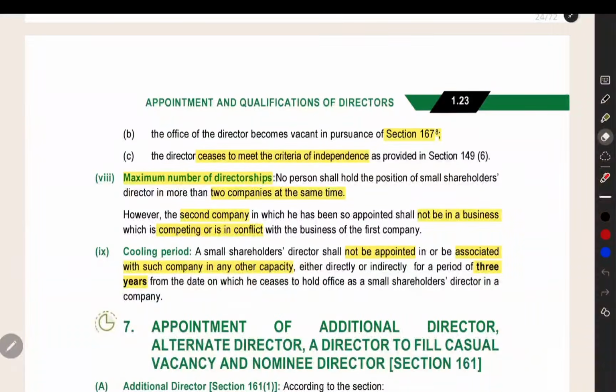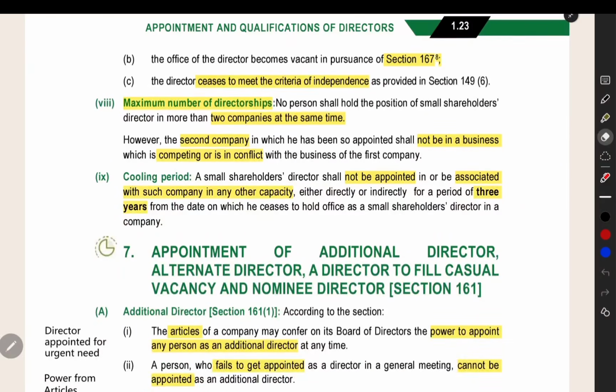Maximum number of directorships. A small shareholder director cannot be a small shareholder director in more than 2 companies at the same time. Maximum 2 companies is allowed where he can work as a small shareholder director. Both the companies should be in different businesses. They should not be in competing business or conflicting business. Simply, both companies should not be competitors to each other. And then the cooling period. After appointing a small shareholder director and completing his tenure of 3 years, we have to give again a 3 years cooling period. In that cooling period, he should not be associated with the company directly or indirectly in any manner.